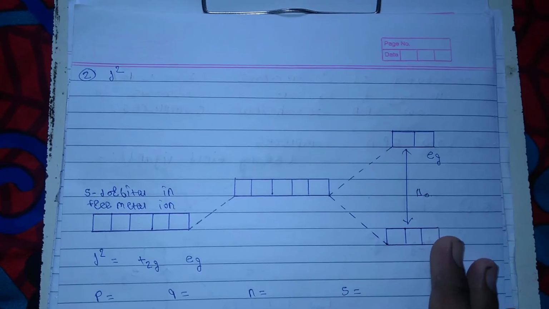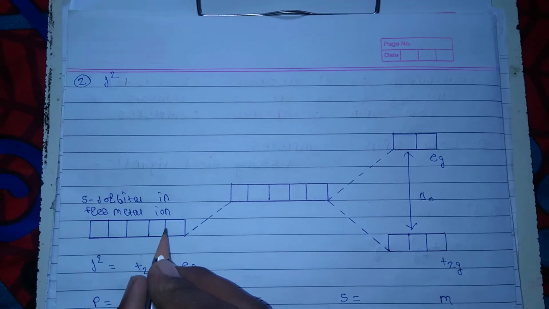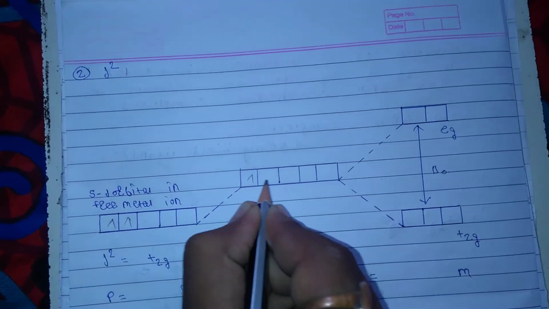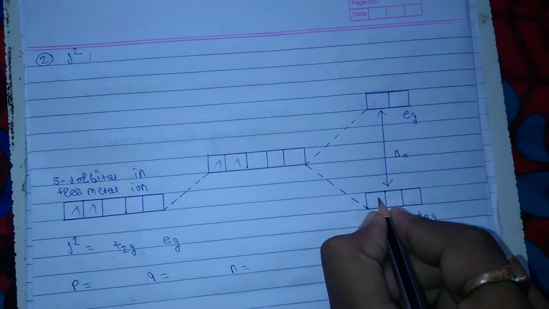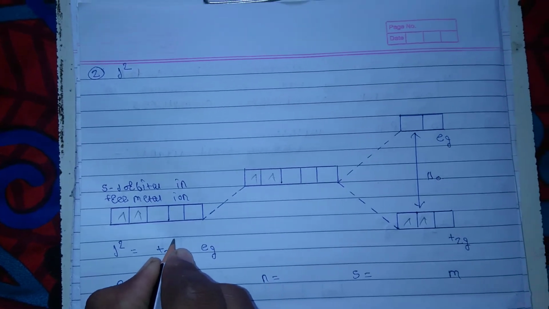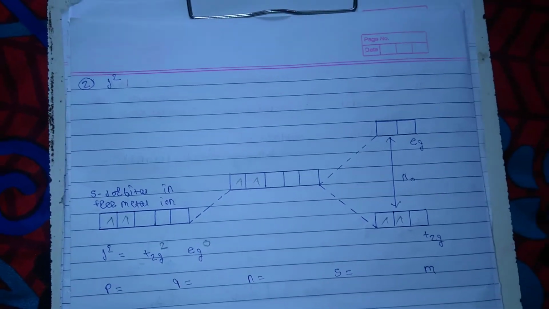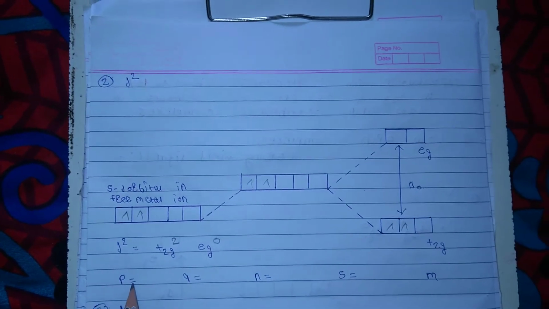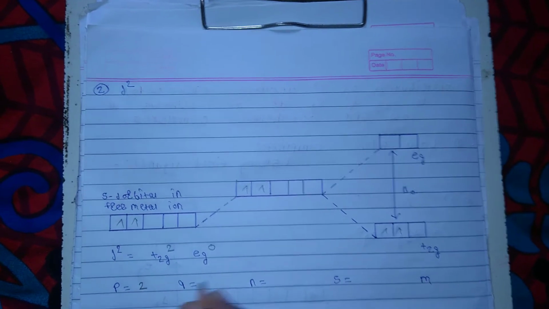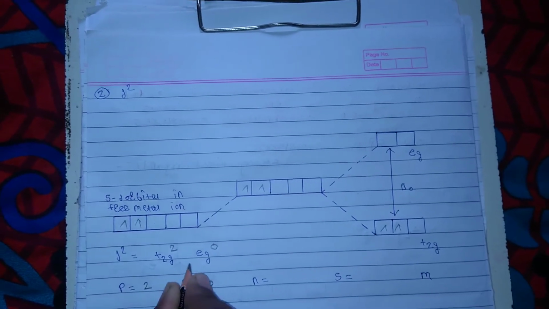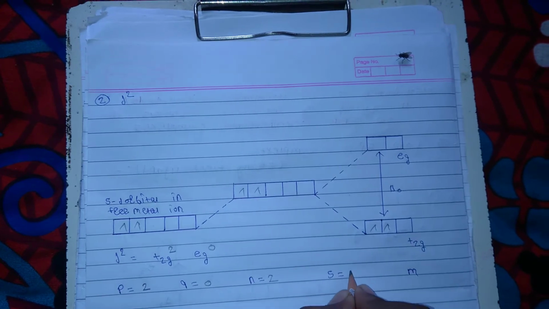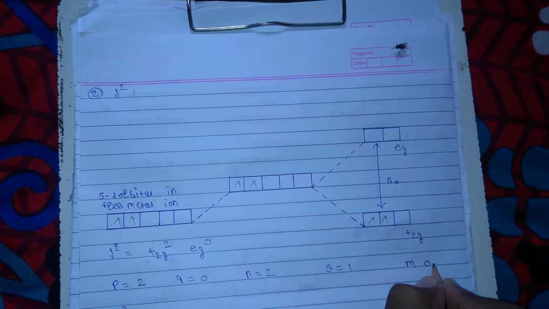Second is the d2 example. In the d orbitals there are 2 electrons, and these 2 electrons go in the t2g set. Then d2 is equal to t2g2 and eg0. Then find the values of P, Q and so on. P means the number of electrons in t2g, which is 2. Q means the number of electrons in eg, which is 0. Number of unpaired electrons is 2. The resultant spin is 2 by 2, which means 1, and M is equal to 0.